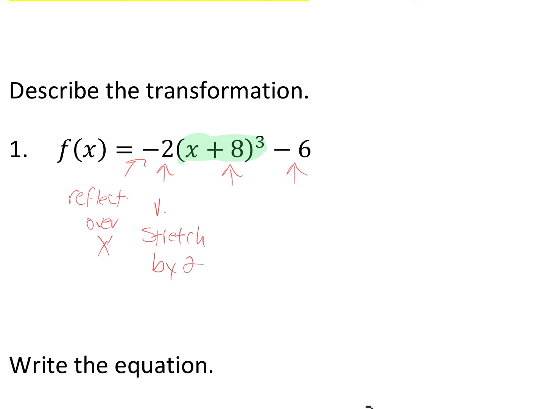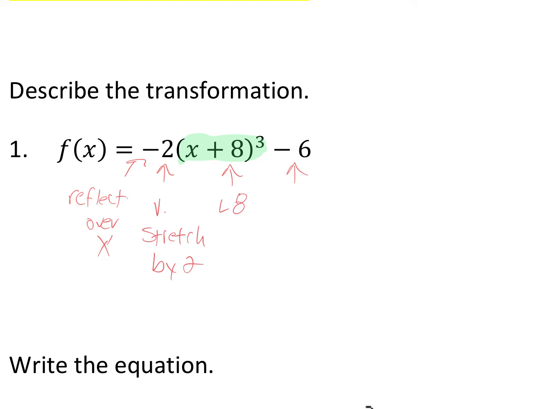So now I move to the inside. What does that plus 8 on the inside mean? Left 8. Good. It's a horizontal. It's different. It's left and right. It's opposite of what you think. You could put horizontal, left 8. I wrote 2 by mistake. Thank you. It's left 8. You're looking at me like, what? Yeah, wrong number.